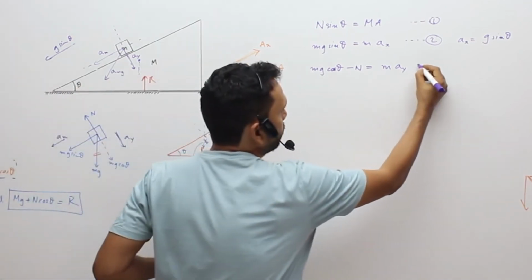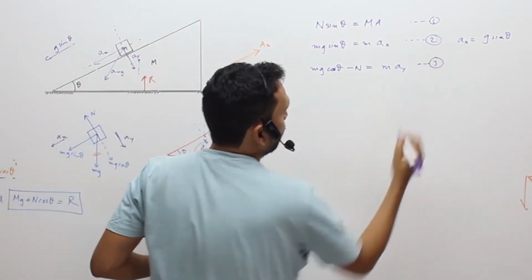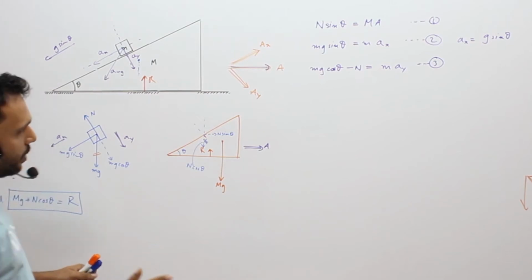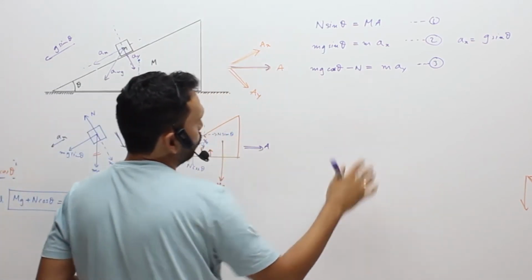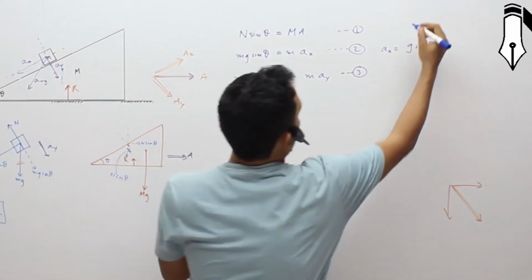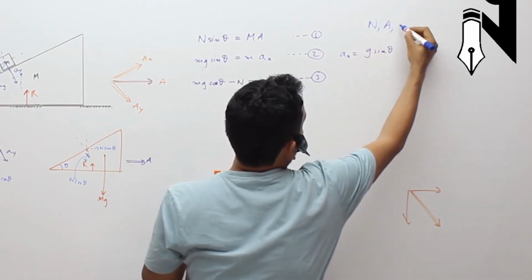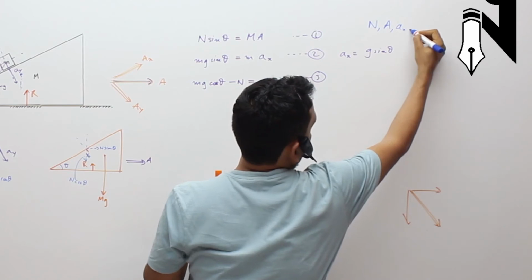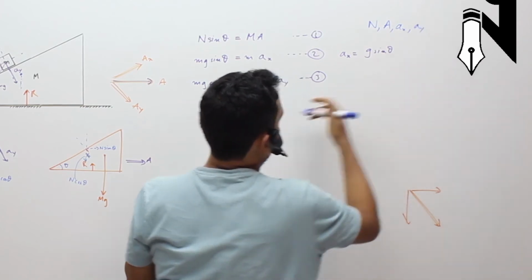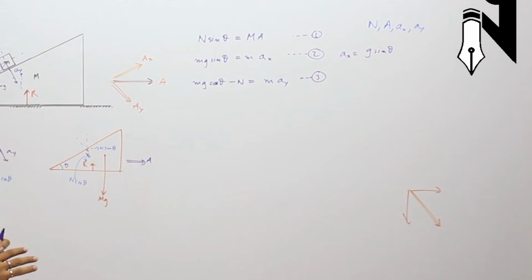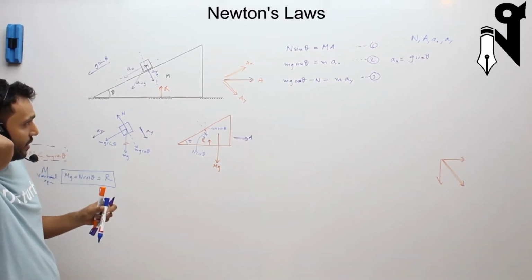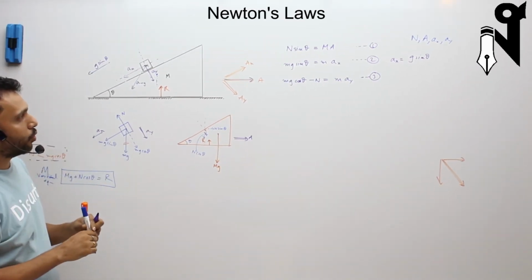I've got the third equation, but I am in a bit of trouble. I've got three equations, but I have three unknowns. What are the three unknowns? The three unknowns are capital N, capital A, AX, you have four unknowns, and AY, and I've got just three equations. You have four unknowns: capital A, AX, AY, and capital N. So how to deal with it?